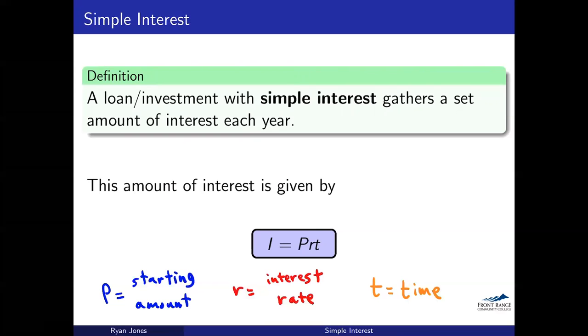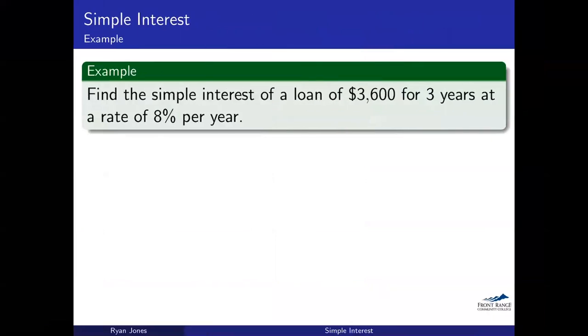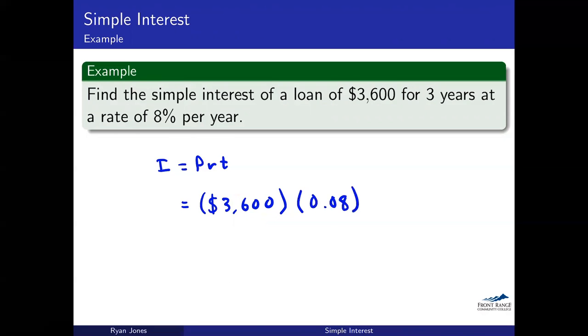So let's say that we take out a loan for $3,600. So we're borrowing $3,600, and we're going to do that for 3 years at a rate of 8% per year. And we want to calculate that simple interest. Well, we can just use our formula, I equals PRT, and we can plug right in 3,600. I'll go ahead and put some $ units on that. Sometimes I like to do that, sometimes I don't. Here I will. And then the time is 3 right there. And when we do this, we get $864.